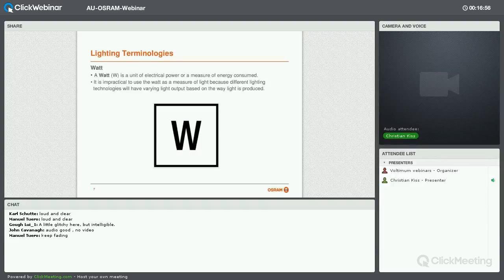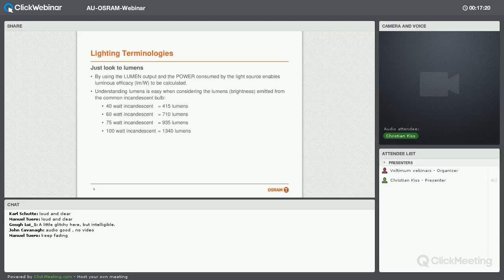Watt, we all know what a watt is. It's basically a measure of power, how much power you consume to convert electrical energy, in this case to light, obviously for lighting products. So as I said before, if you're comparing LED to incandescent, you can't use wattage because of the high difference in efficacy of the product. So looking to lumens per watt, dividing lumens by wattage will give you an efficiency or efficacy calculation.